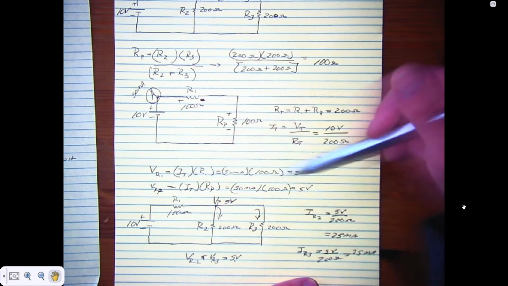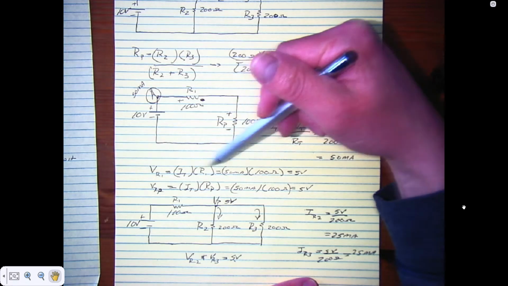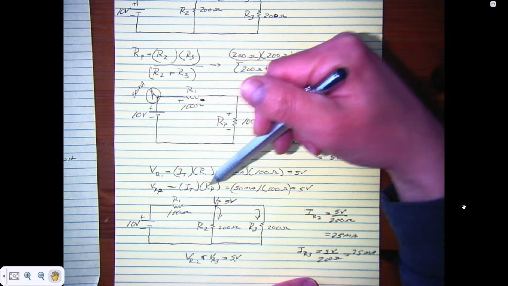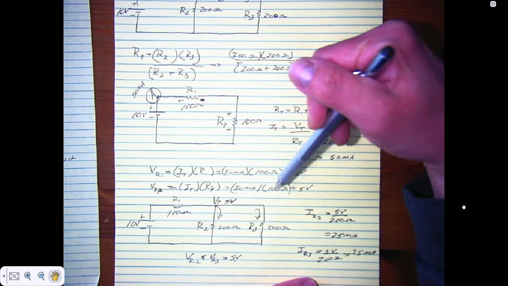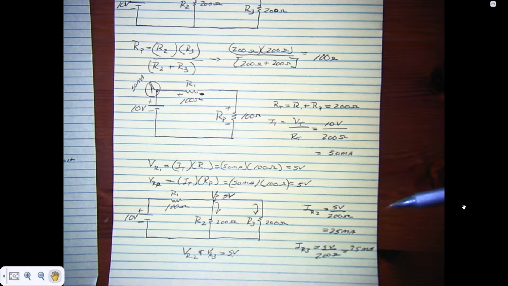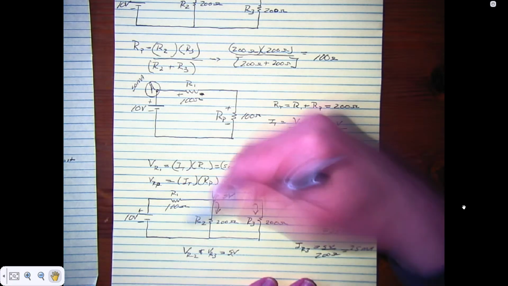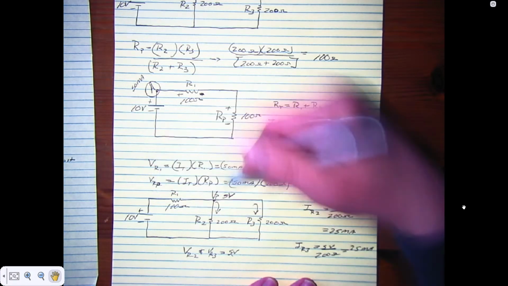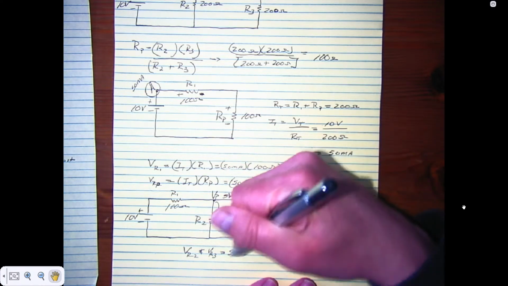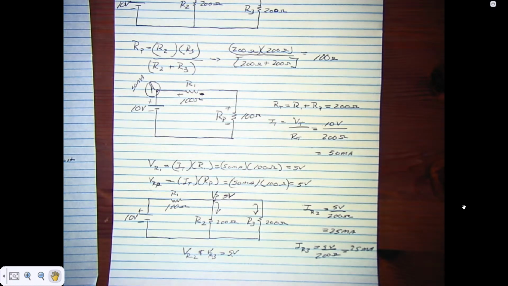So VR1 is 5 volts. Basically, that's the IR relationship. 50 mils times 100 is 5 volts. And VRP is I total times RP, which is 50 mils times 100, is 5 volts. So when we have that, I can actually go back and put the VRP back in, and that's now going to be 5 volts. So VR2 and VR3 are 5 volts. That's how I got that down there.